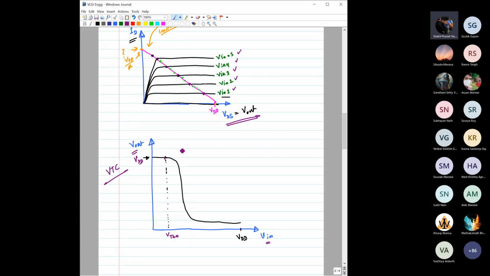After that, the transistor will turn on, and as you keep changing from here, the output voltage is decreasing, right? So the output voltage keeps on decreasing. It will fall and go here. Okay, and it cannot go any further, right? So it will again saturate like that here.